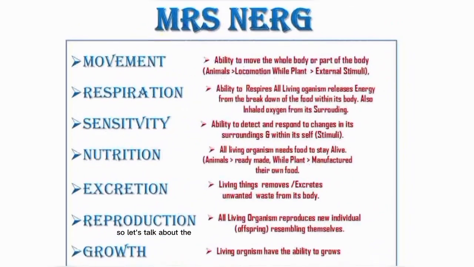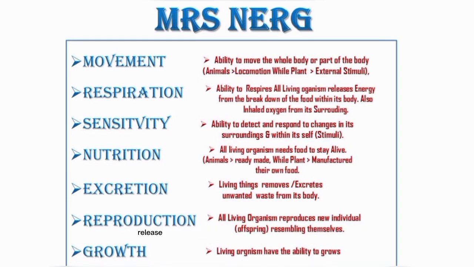So let's talk about the characteristics of living organisms. These are movement, respiration, sensitivity, nutrition, excretion, reproduction, and growth. Movement: the ability to move the whole body or part of the body. Animals move by means of locomotion, while plants move by means of external stimuli. Locomotion means we can move from one place to another, while plants cannot do that.